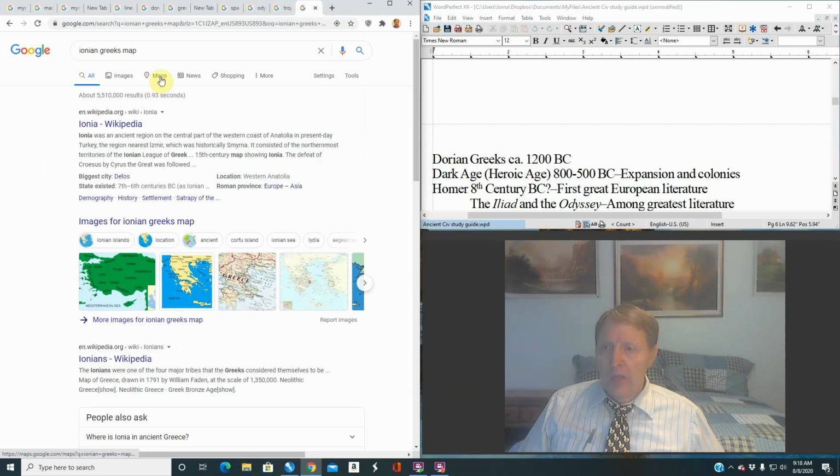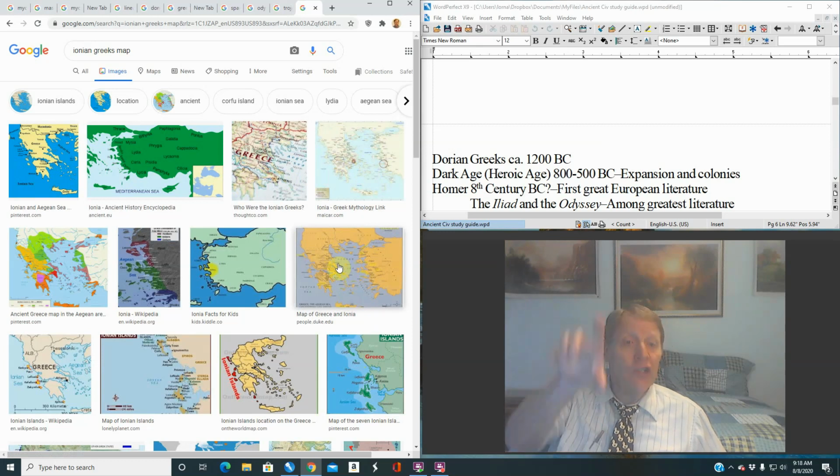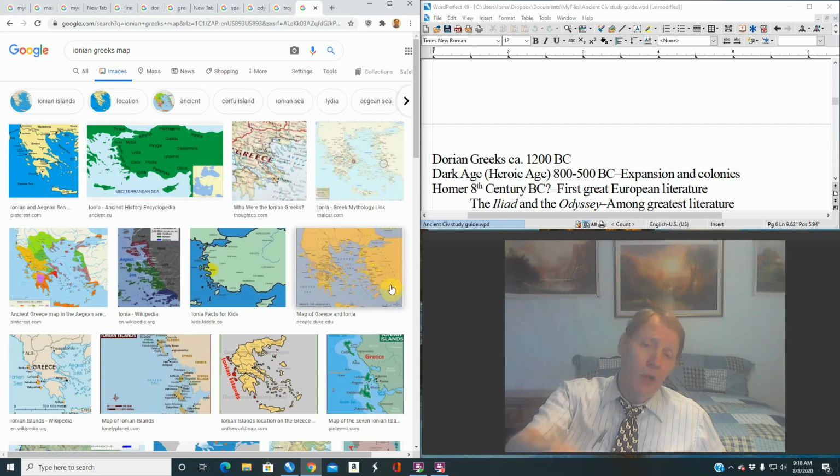The Ionians are on the eastern side. None of these are good maps. On the eastern side of the Aegean Sea, they're over here. Remember, the Greeks come in. This is important Greek civilization, but this should not be dismissed as well because there's Greek civilization here as well.